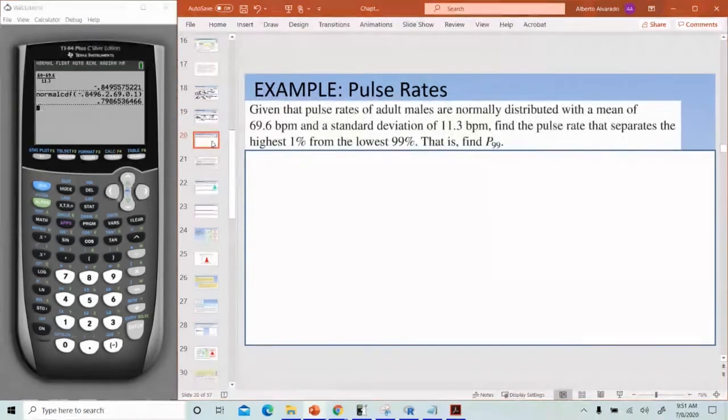Okay. Now, with the same problem, they're given the pulse rate of 69.6 for the mean and standard deviation of 11.3. Find the pulse rate that separates the highest 1% from the lowest 99%. In other words, find P99. Okay, so inverse norm or normal CDF? Still got to draw a picture either way.